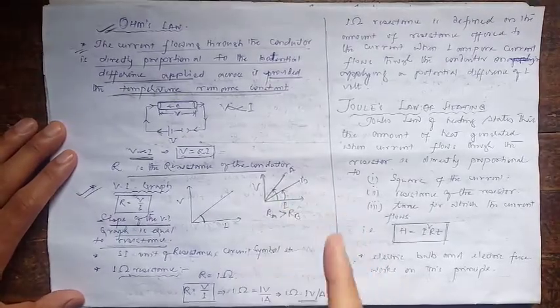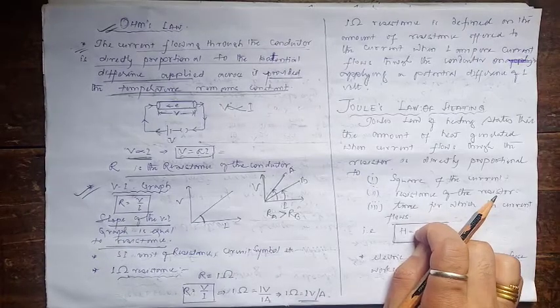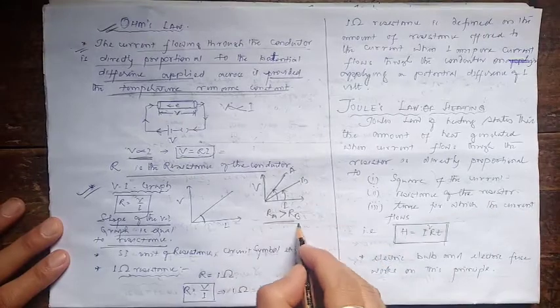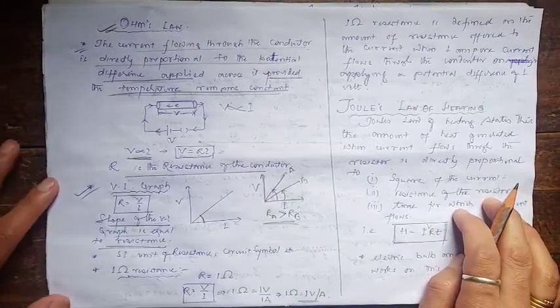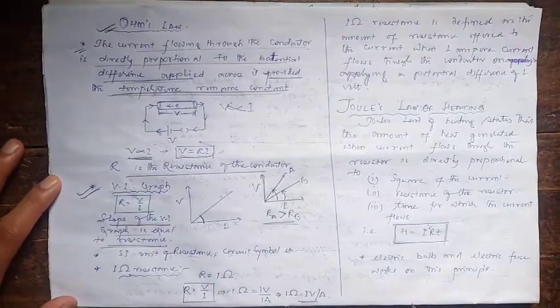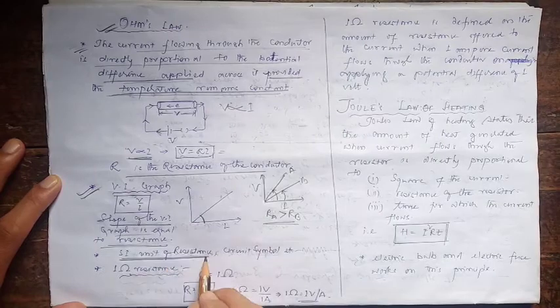The conductor with a higher slope will have higher resistance, and the conductor with a smaller slope will have less resistance. So from this graph, we get the idea of high resistance and low resistance. That's the importance of this graph. Now, students, we also discuss the units of resistance. The SI unit of resistance is the ohm.